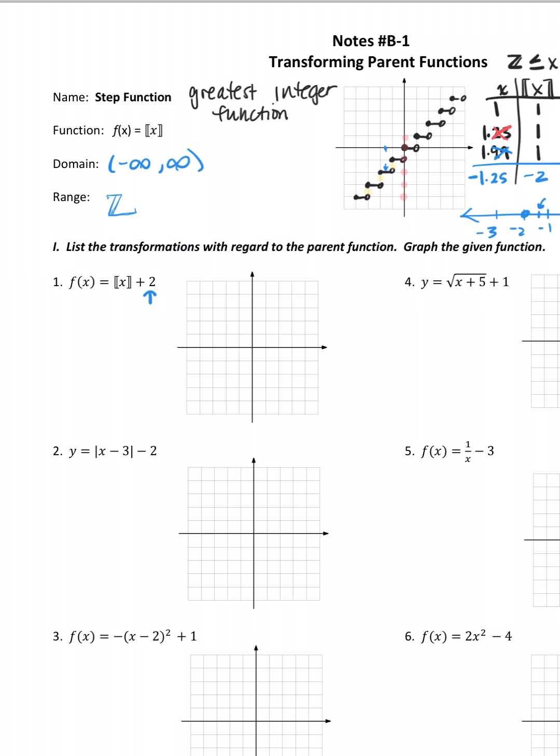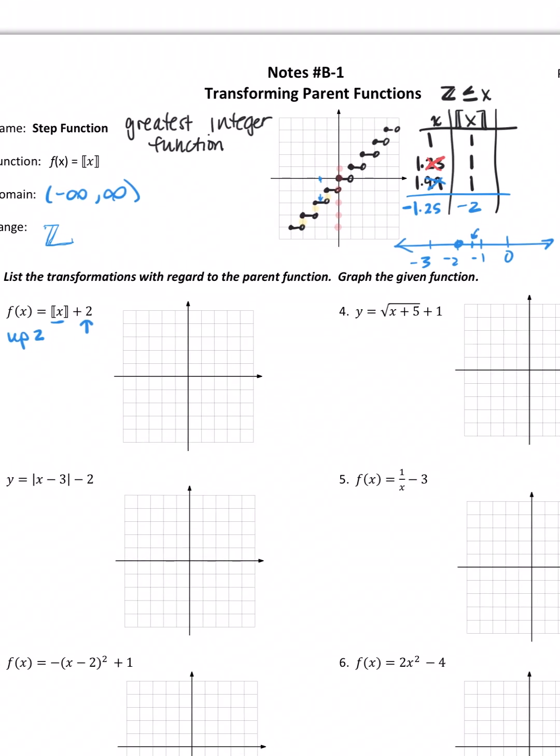It's going to take the parent function and raise it up 2 units. So if I look at my parent function, where is it at 0? It's normally at 0 and over. So that first value, where x is 0, is going to go up 2. So I'm going to move that point up 2 and just shift the little staircase up 2. All right? And that's all you have to do here.